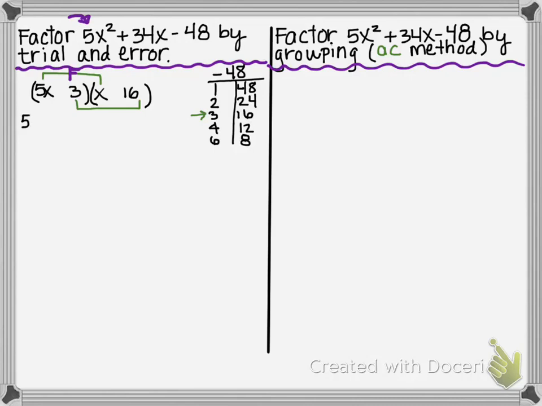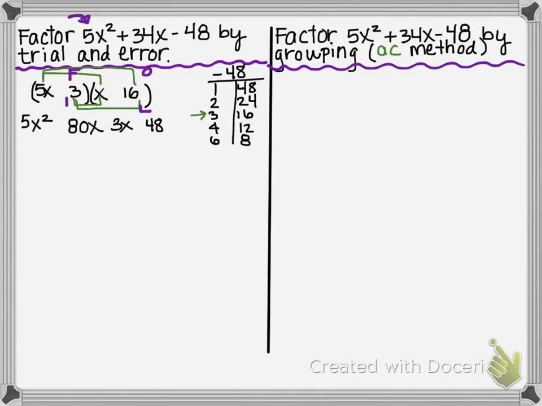So 5x times x gives me 5x squared. Now let's do the O of FOIL, my outside. That gives me 5x times 16, which is 80x. Again, I'm ignoring the signs for now. Inside is the I of FOIL, which would be 3 times x. And then my last two would be 3 times 16, which gives me the 48. So you can see I have the four steps of FOIL.